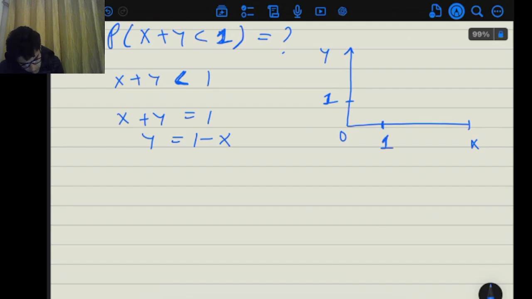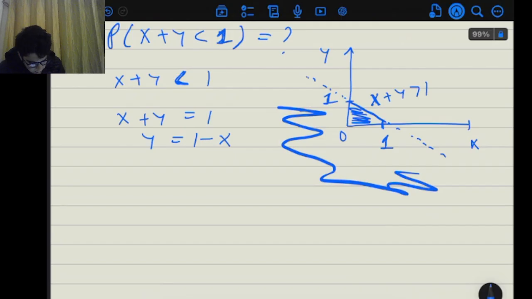Okay. So this is a line like this, right? A downward sloping line. So we need to find x plus y less than 1. So this area is essentially x plus y greater than 1, and this area is the probability of x plus y less than 1. Actually, if I just extend this line, this whole area is the probability of x plus y less than 1, and this is the second quadrant, this third, and this fourth.